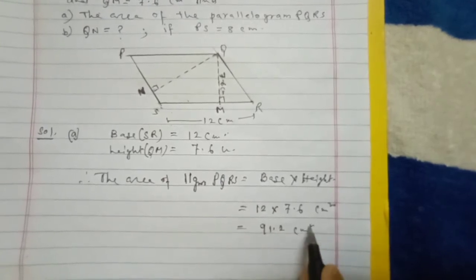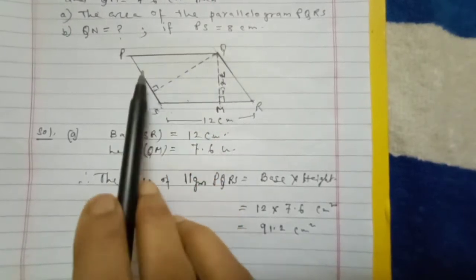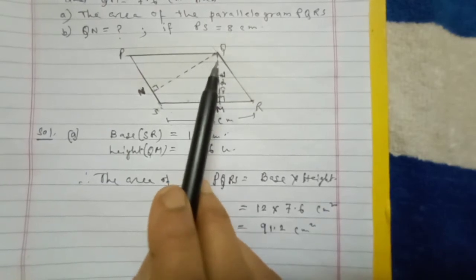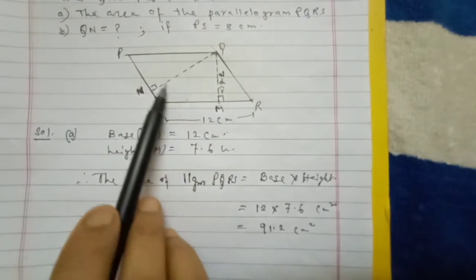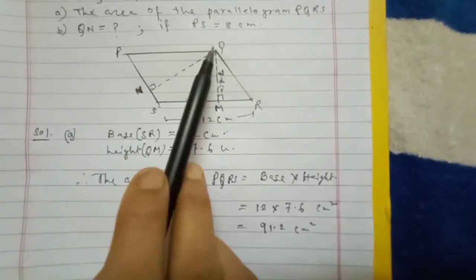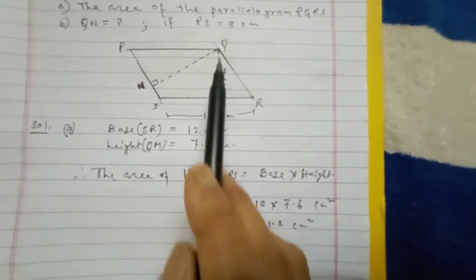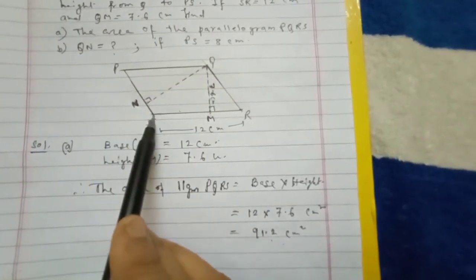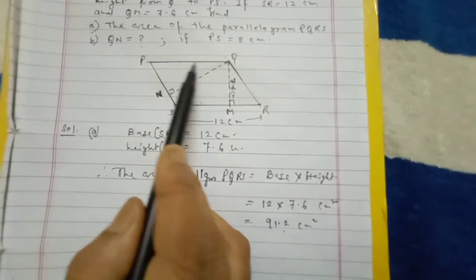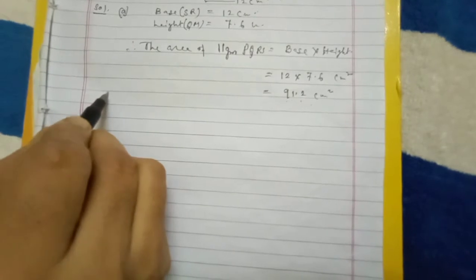centimeter square. Now see, the area of the parallelogram using this height and this base is 91.2 centimeter square. Next, when you use the base PS and the height QN, the area of the parallelogram will be the same, 91.2 centimeter square. Now by using this area, we are finding the solution of question B.